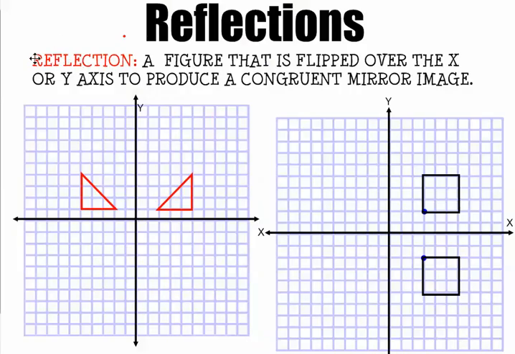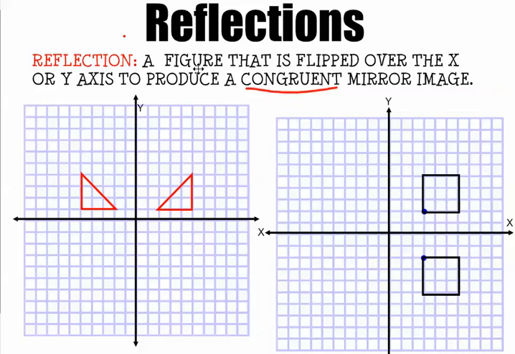All right, reflections. Now this is on your notes, so this is where we'll pick up your notes. You have the definition here for reflection. You're going to need to write this down. Reflection: a figure that has been flipped over the X or Y axis to produce a congruent mirror image. Reflection and flipped are kind of the same word. Congruent means the exact same.